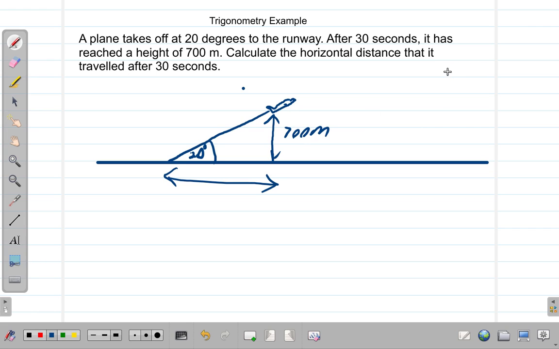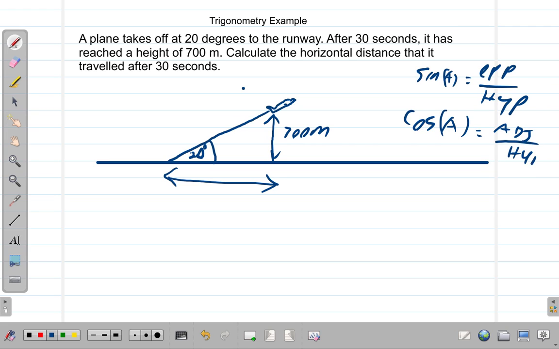Now, let's think of which trig ratio you're going to use. Sine of the angle is opposite over the hypotenuse. Cosine of the angle, that's A, is the adjacent divided by the hypotenuse. And the tangent of the angle, A, is the length of the opposite divided by the length of the adjacent. Here, this is the hypotenuse.